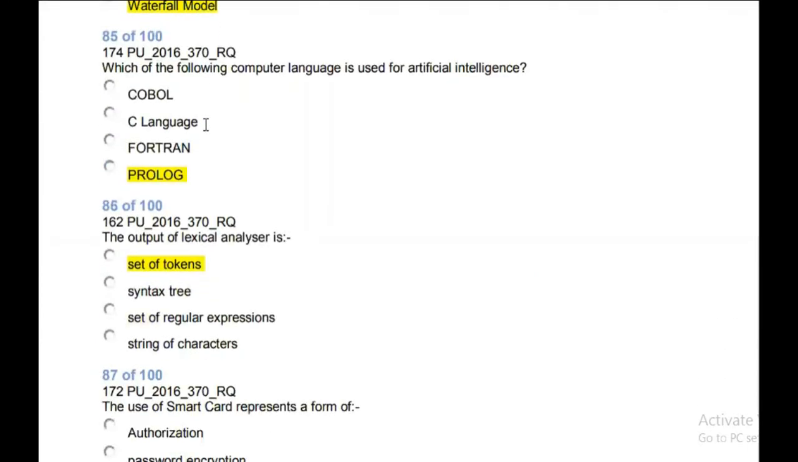Next question, question number 85. Which of the following computer languages is used for artificial intelligence? Option D is correct, Prolog. Prolog is a computer language used for artificial intelligence.